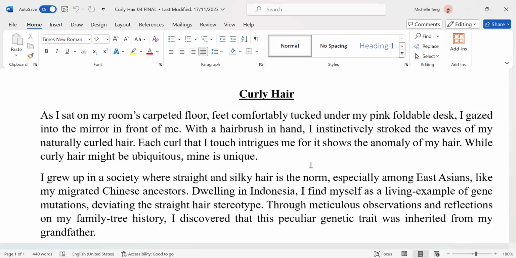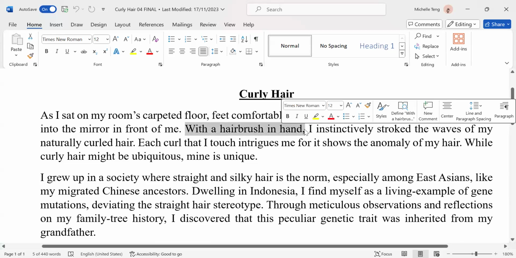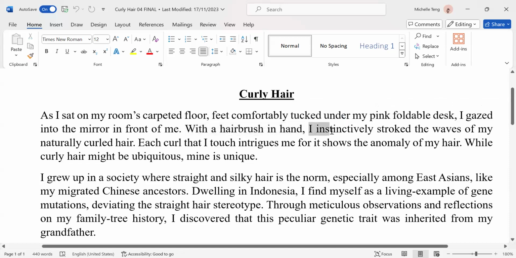"And with the brush in hand, I instinctively stroked the waves of my naturally curly hair." With the brush in hand, technically, this is a weak clause. It cannot stand on its own. It needs a strong clause, which is "I instinctively stroked" until "curly hair." This is the strong clause. And like I said before, when we connect a weak clause with a strong clause, we need to add a comma if the weak clause goes first.